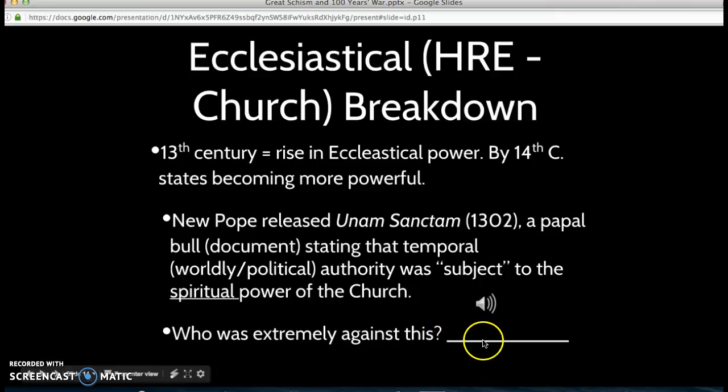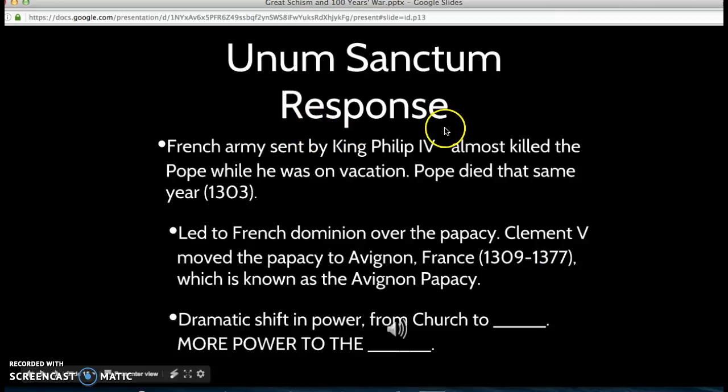Who was extremely against this? Well, the state. Ding, ding, ding, ding, ding. So make sure your first blank is the state. The state does not approve of this. The response: the French army sent by the King of France, Philip IV, sent to the Pope's home while he's on vacation, his vacation home, and they beat up the Pope, literally.